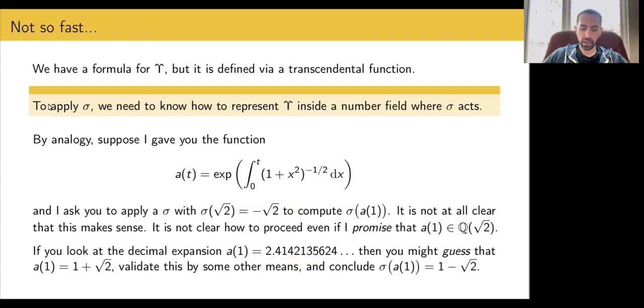But yeah, you write it out and you're like, okay, this number, whatever it is, a of 1, is 2.4142135, etc. Okay, that looks a lot like 1 plus root 2. So I'm going to guess that's the answer, and then maybe I can check that that's the answer by some other independent means. And then the conjugation would just be 1 minus root 2.